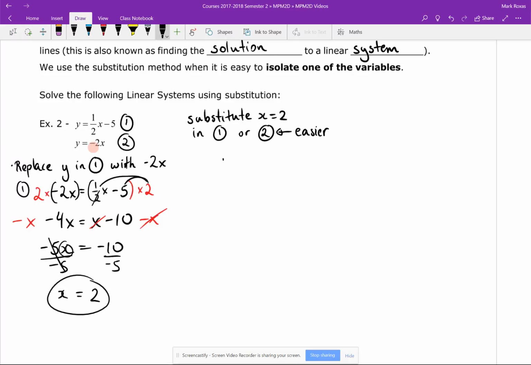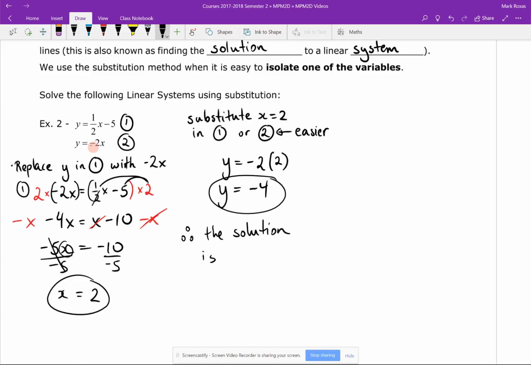So taking equation 2, y equals negative 2 times my x value, which we found is 2, and that gives me a y value of negative 4. So there's my y value. I have my x value, so therefore the solution is positive 2 and negative 4.